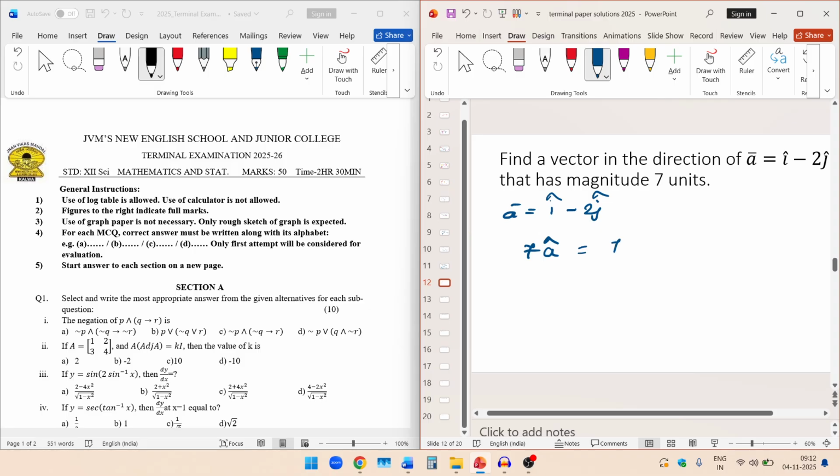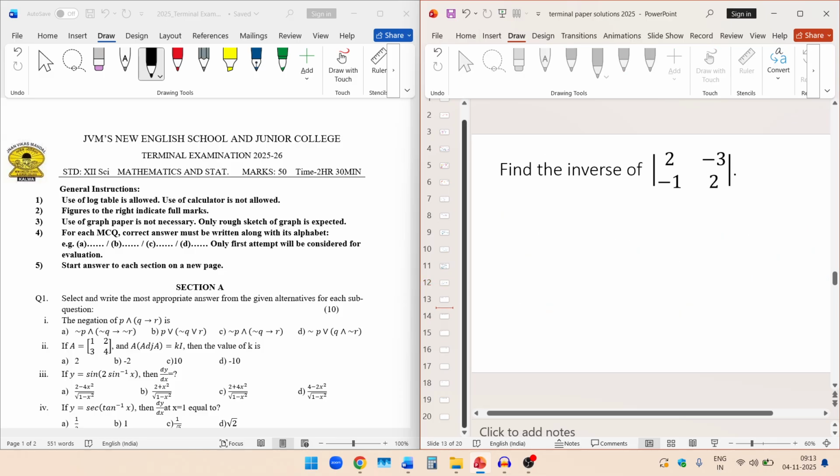So I have to find the value of 7 a cap. That is 7 times a cap, which is a bar upon magnitude of a bar. So that will be 7 times i cap minus 2j cap divided by magnitude of i cap minus 2j cap, which is square root of coefficient of i cap, which is 1 square, plus coefficient of j cap, which is minus 2 square. So the answer should be 7 times i cap minus 2j cap divided by square root of 1 square plus minus 2 square, which is square root of 5. This is the answer.